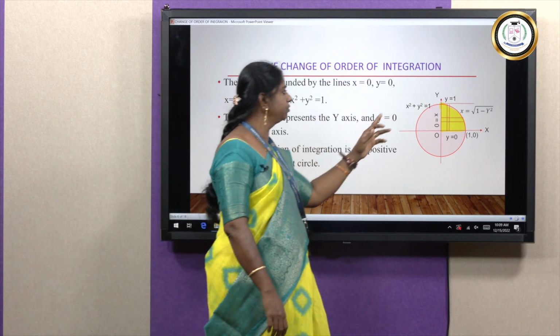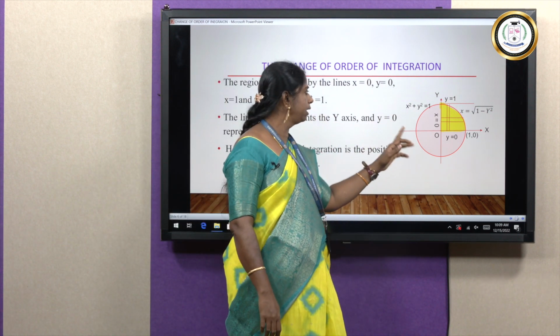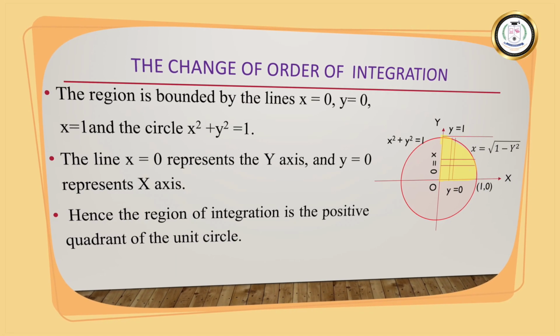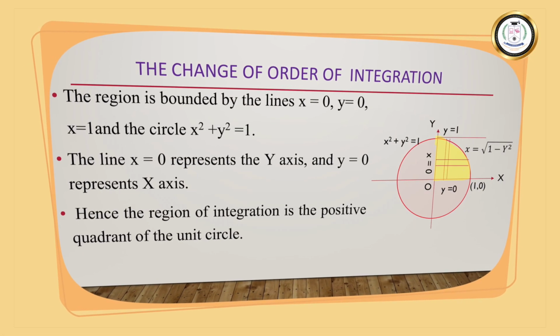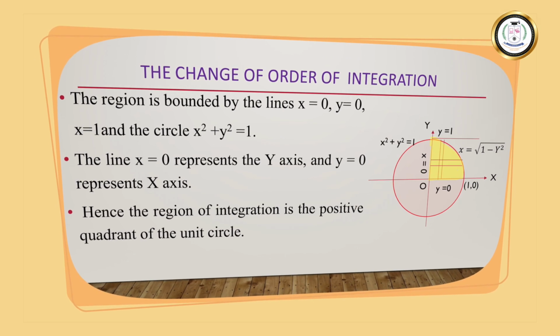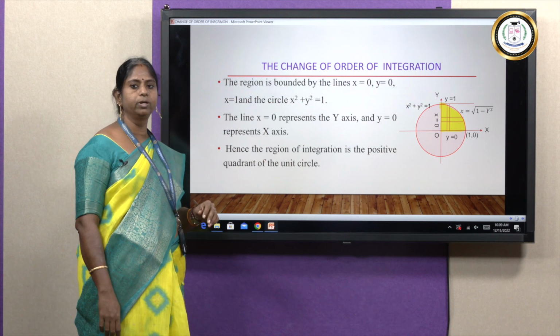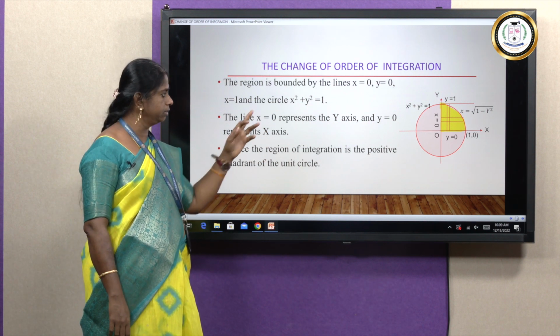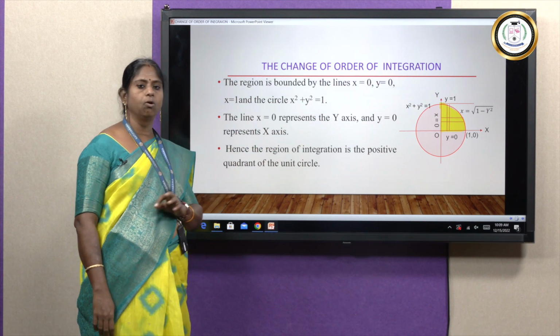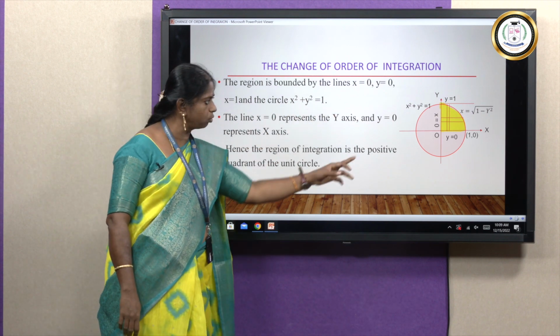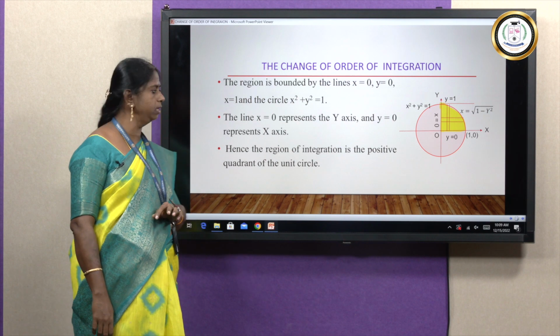So I have considered this xy plane and I have taken all the 4 equations. x is equal to 0 is nothing but your y axis, and y equal to 0 is nothing but your x axis, and then the unit circle. The circle with the origin as the center and radius 1. So we have drawn the circle on that xy plane.